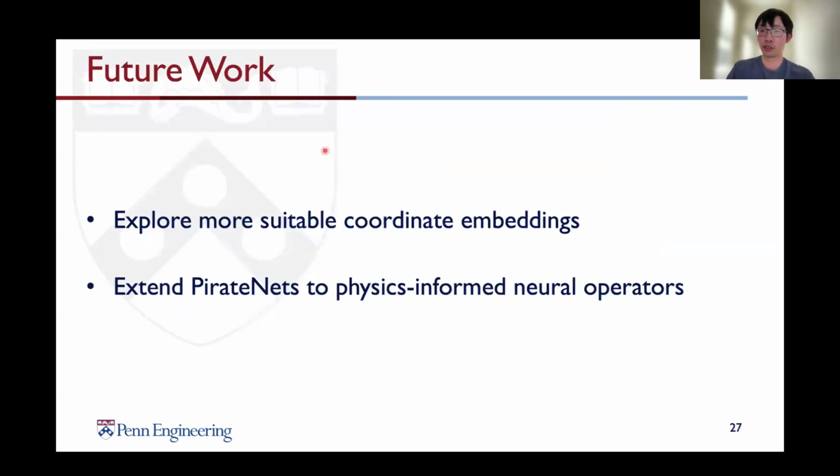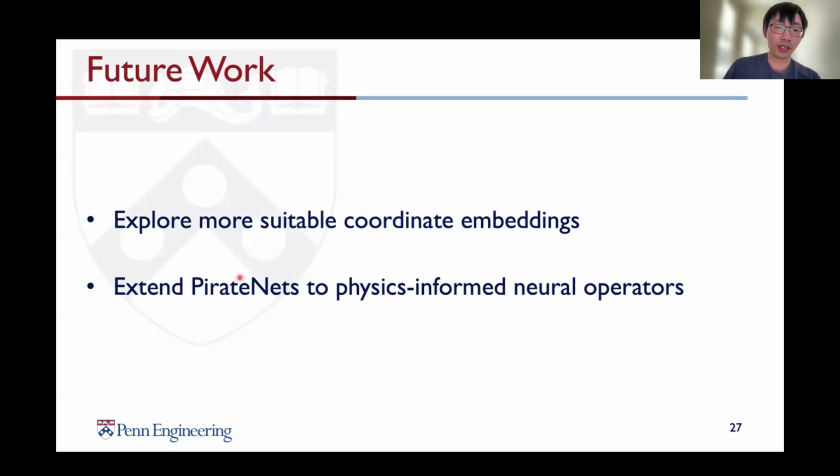In terms of future work, there are two things I think are worth exploring. The first one is more suitable coordinate embeddings. In this work, I just use random Fourier features, right? But for different problems, I believe the suitable basis should be different. For example, for non-periodic boundary conditions, maybe Chebyshev polynomials are better. For solutions exhibiting fine features, maybe we need some radial basis functions.